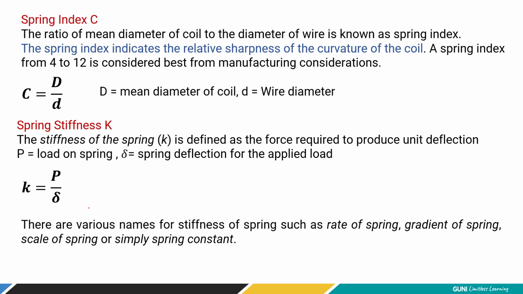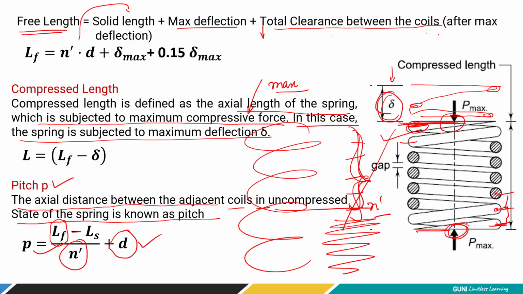Now let's talk about one more important term, spring index. Try to pay attention. This is very important: spring index and spring stiffness. Especially spring stiffness is more important. Spring index is important from the manufacturer's point of view. What is exactly spring index? The ratio of the mean diameter of the coil to the diameter of the wire is known as spring index. Let me show you one figure, okay?